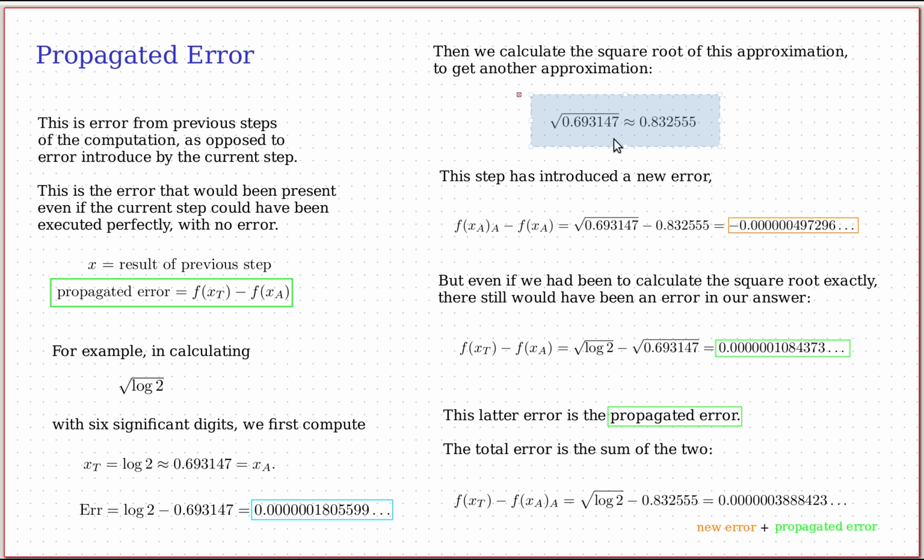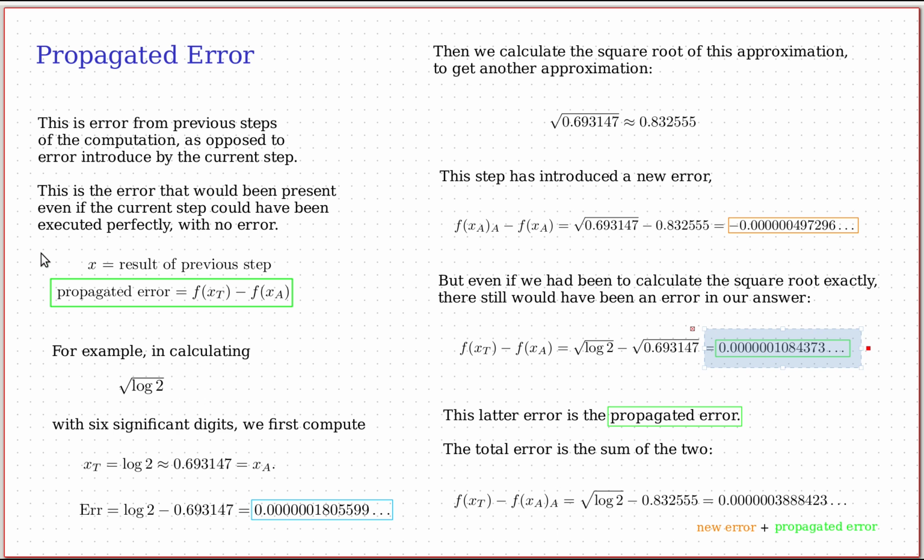So this is the new error that's been introduced at the square root step. On the other hand, the propagated error is the error that we would have had to live with even if the calculator had calculated the square root exactly. So the propagated error is the error that would have arisen because of the difference between the true value of the square root of log 2 and the true value of the square root of the approximate value of log 2. So in other words, the propagated error is this. It's the true value of the answer minus the true value of the function applied to the approximated value from the previous step. Right? So we take the true value of the square root of log 2 minus the true value of the square root of the approximation of log 2, and this is the propagated error. So this is the error at step 2 that was caused by the error at step 1 over here. It's not equal to the error at step 1, but it's the error that was caused by the error at step 1. Right? So this is the propagated error.